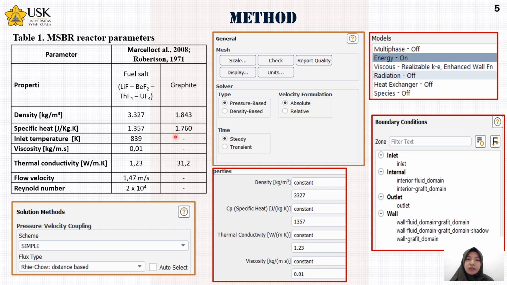And then in the boundary conditions, for the inlet, I use the velocity inlet. For the outlet, I use the pressure outlet, and the wall temperature was set to 300 Kelvin. For the solution, I use the SIMPLE method. This method is less demanding than the coupled method in terms of computation required when compared to the PISO and coupled methods. This is due to the limitation of the computer I use.